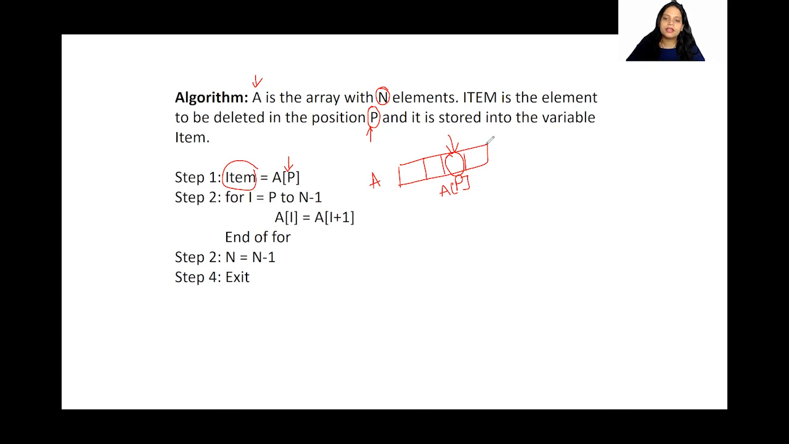P is this. Now what is going to be the last? Suppose I have some more elements here. Now what is the length of this array? If the number of elements is n, then the subscript is going to start from 0, 1, 2, etc., till n minus 1, isn't it? I hope this is clear to you.